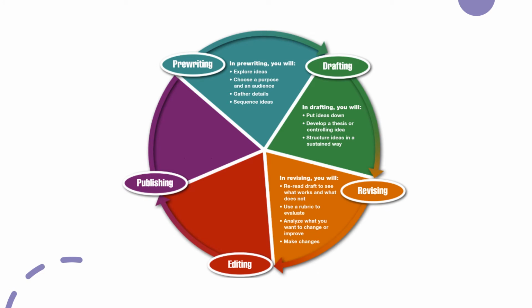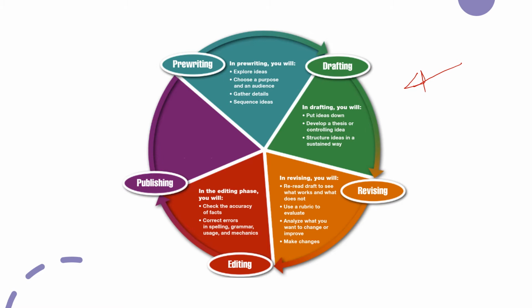After you finish drafting, you move to revising. You reread your draft to see what works and what does not. Usually most of the students just basically do this step in their writing. They just write and they submit their work, and this is wrong. You should always start with pre-writing, then drafting, and precisely when you do drafting, do the revising. It's very crucial. Anyway, after that, we use a rubric to evaluate our piece that we wrote. Then we analyze what we want to change or improve in our draft, and then we make those changes.